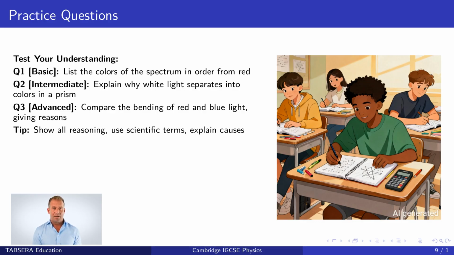Question 3 is advanced level. It asks you to compare the bending of red and blue light, giving scientific reasons. This tests your analytical understanding of the relationship between wavelength, refractive index, and refraction angle. For all questions, remember to show your reasoning clearly, use proper scientific terminology, and explain the underlying physical causes rather than just describing observations.